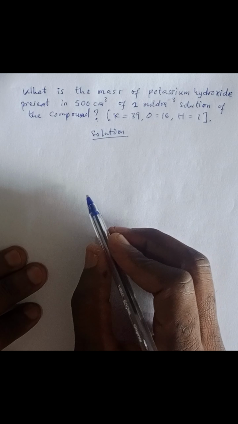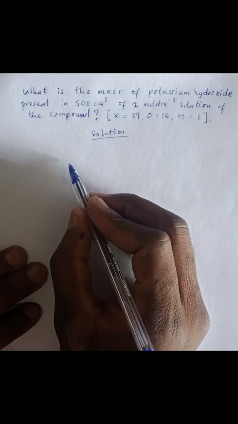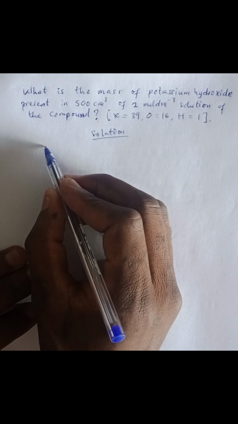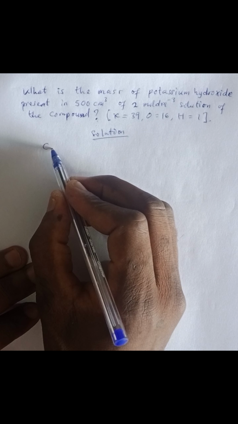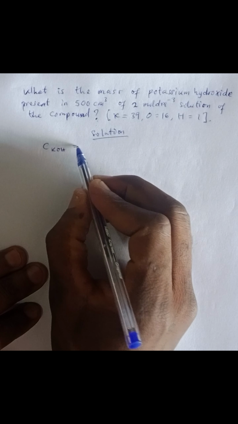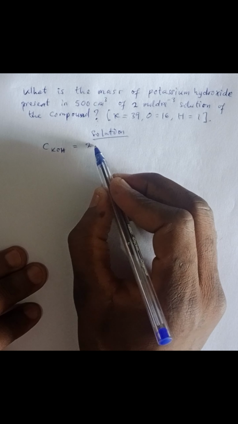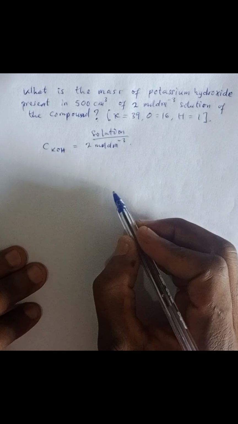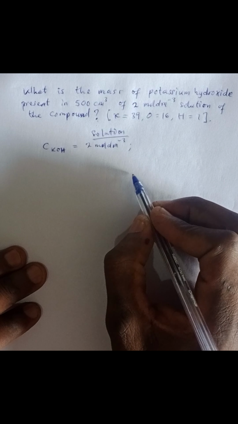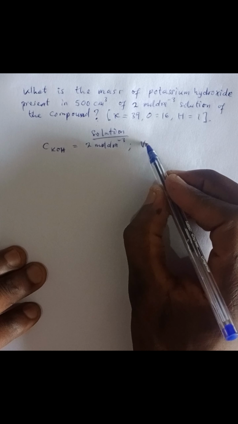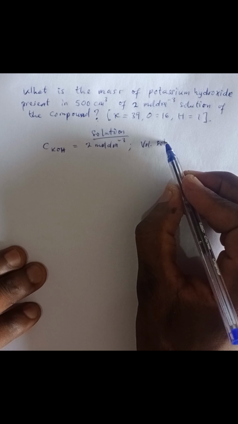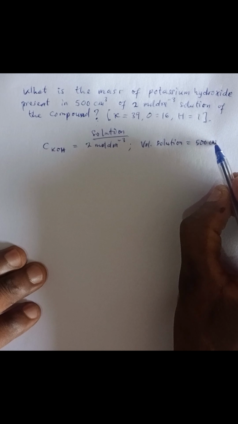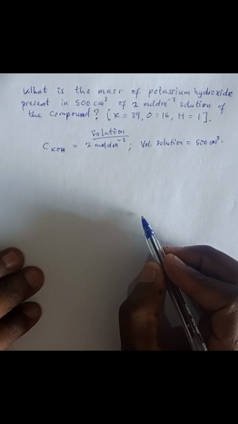Now, the concentration of potassium hydroxide, KOH, is given as 2 mol/dm³. And again, the volume of the solution is equal to 500 cm³. Take note of that.